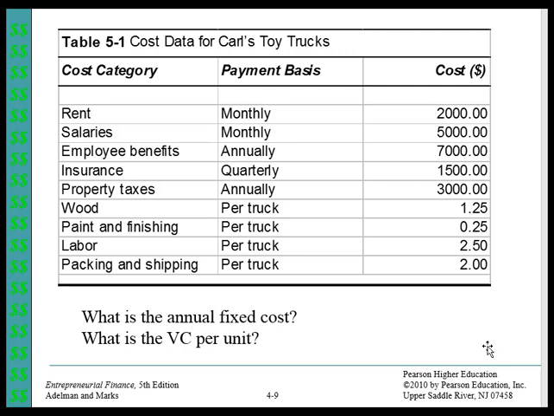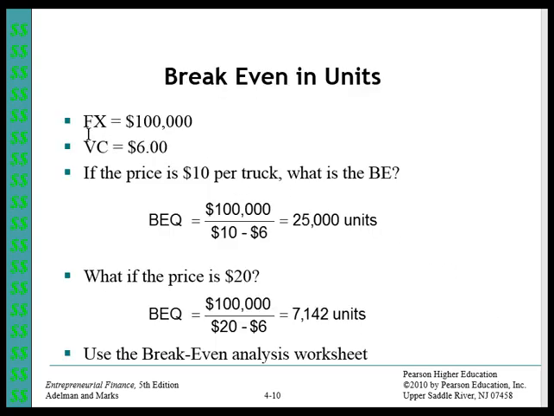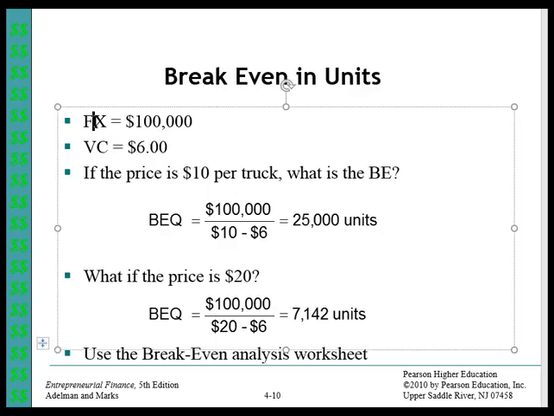So the idea here is, if this is our cost structure, what is the break-even quantity for this business? So again, if the fixed costs are $100,000 and variable costs are $6, if we charge $10 per truck, what's the break-even quantity? Again, 100,000 divided by 10 minus 6, or 4, is 25,000 units, right?